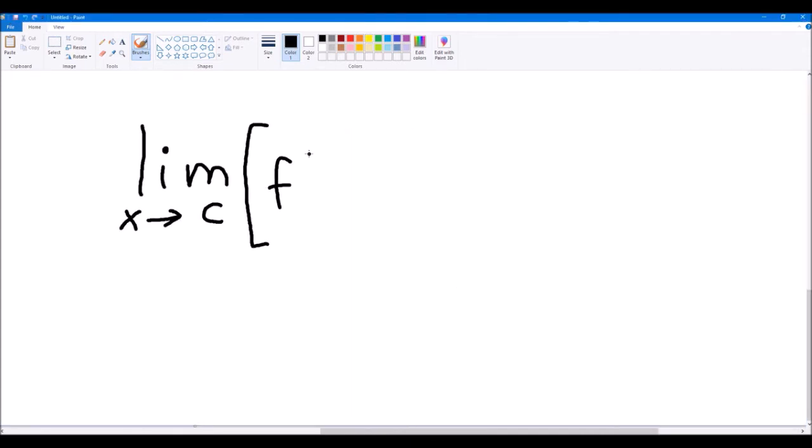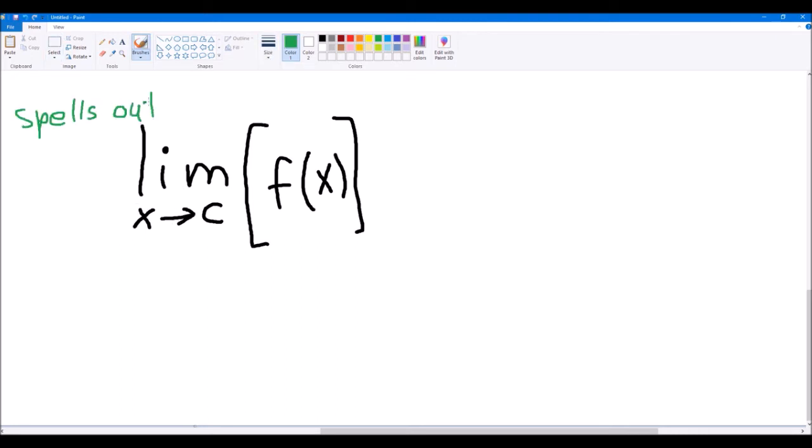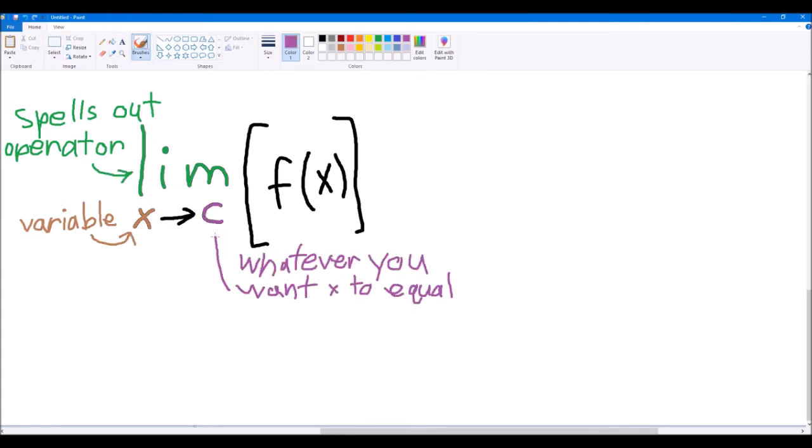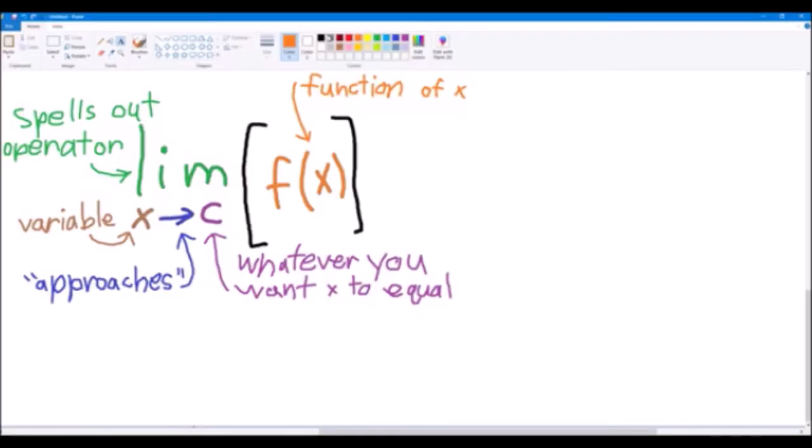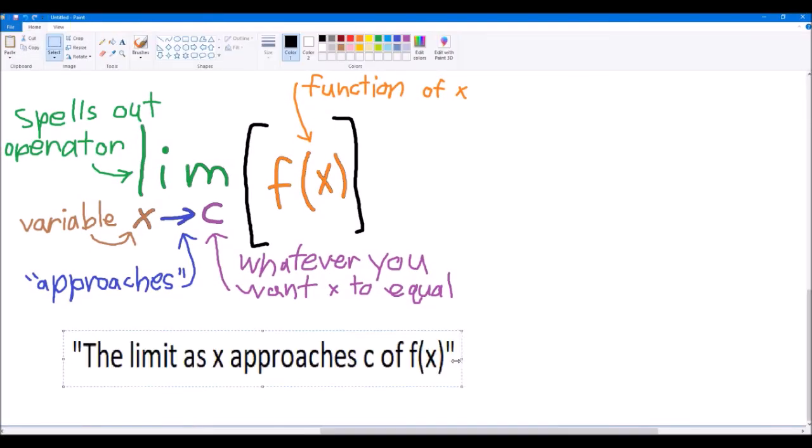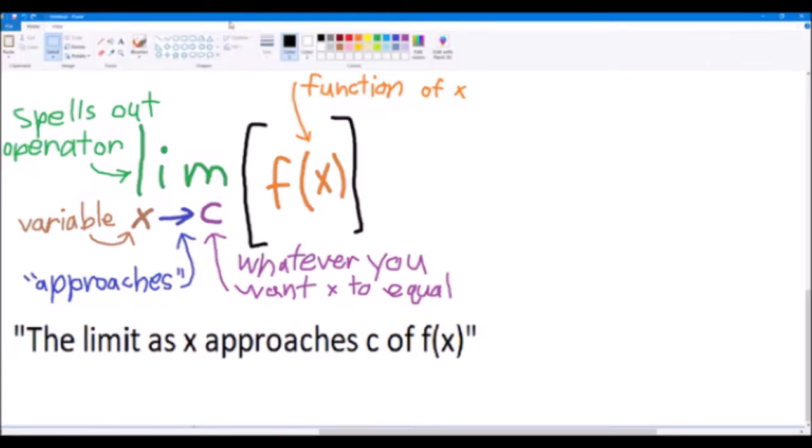Here's how the limit works. The LIM spells out the operator. Below it are x, or whatever variable you want, c, the thing you want x to equal, and this arrow. In front of that limit, you have the function of that variable. The arrow stands for approaches, and it holds the key to unlock the limit, and ultimately, the map for the entire forest of calculus knowledge. When you read this out, it reads as the limit as x approaches c of f of x.